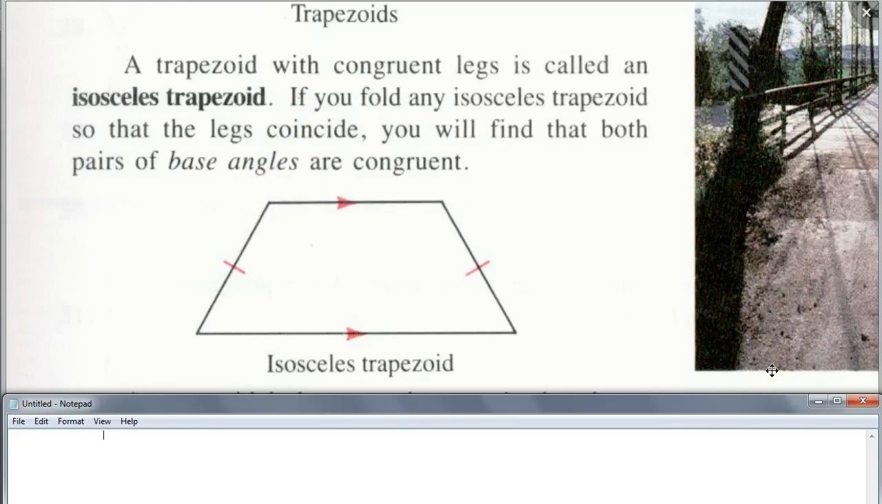Would it be an isosceles trapezoid if it has congruent bases? No. If it did have congruent bases, what would you have? Yeah, you would have a parallelogram, not a trapezoid, right? Remember the theorem that says if the sides are both congruent and parallel, then you have a parallelogram, right? So it has to be the legs that are congruent.